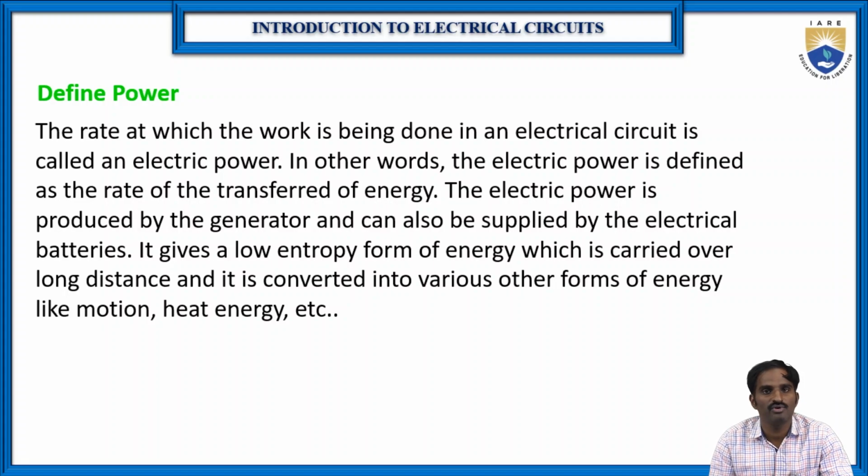So how can electrical power be generated? Of course, we know the electrical power can be generated by using a generator. Of course there are many ways, but the traditional way is by using the electrical generator. And also we can get power from batteries. Of course, to charge the battery, we again need power to charge that battery. Okay, so that is what is meant by power.